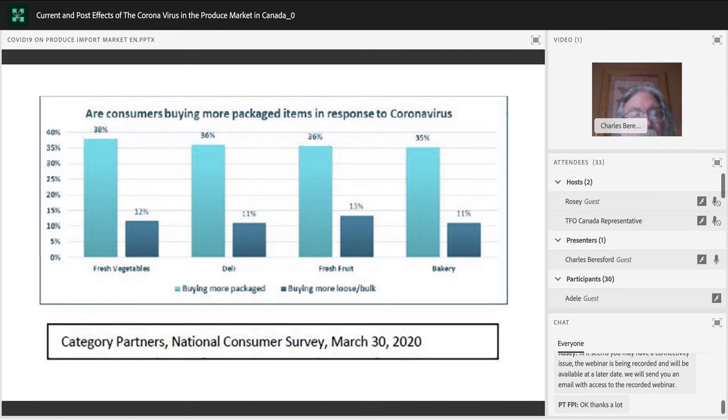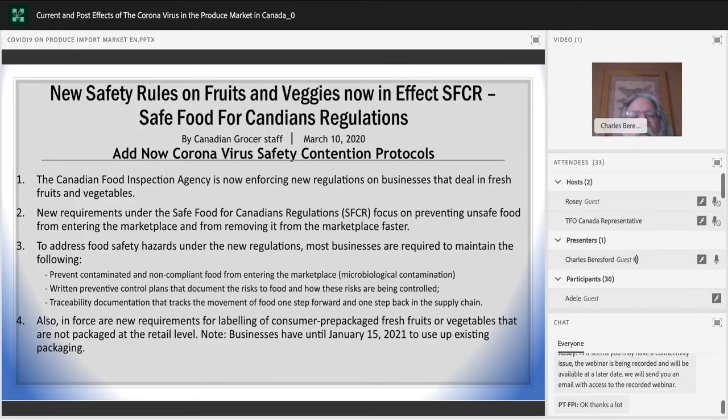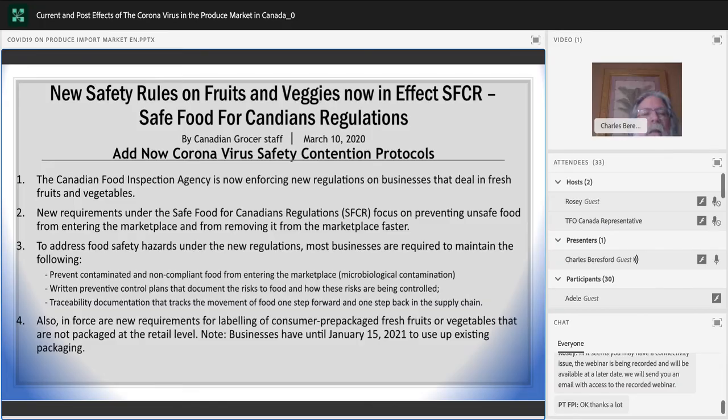New safety rules and regulations for fruits and vegetables in Canada are now in effect. It's called the SFCR, Safe Food for Canadians Regulations. That is crucial. It was crucial as of January 21st. Everybody had to be within that norm. Now it's obligatory 100% to have GlobalGAP. And whatever regulations we have, you can go to the CFIA website, which the TFO has the links for, and study it and do it. Otherwise, you won't be able to sell to Canada.